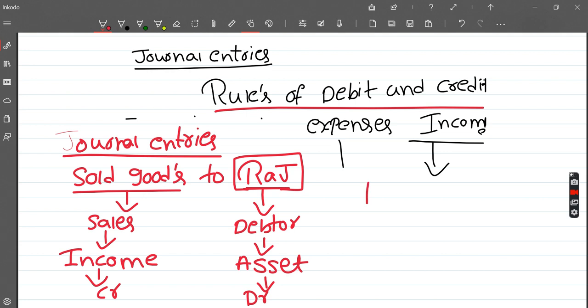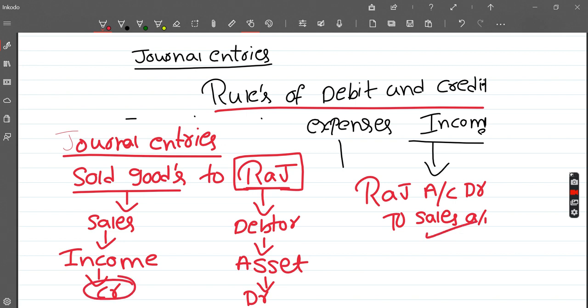So it's simple: Raj account debit to sales account, right? According to this we need to credit it, so we have credited this. According to this we need to debit it, so we have debited this. All right, okay.